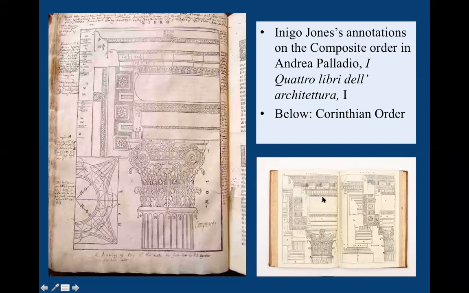These are capitals, two different orders, the composite on the left, which is the most elaborate, and the Corinthian on the right. And if you look at the margin on the left, you can see all these little notes. That's Inigo Jones. This is his copy, which he was carrying around with him and making notes as he went.